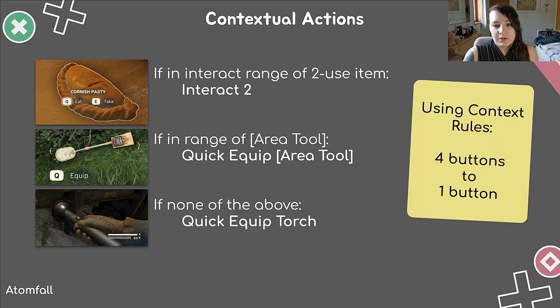In short, when you're interacting with something that has 2 options, like a Cornish pasty, which you can either eat or pick up, then the button will do one of those things. When you're within interact area of a specific tool that can be used, it will act as a quick equip for that tool. In all other contexts, it is a quick equip for the torch. So using these context-driven rules, what could have ended up being 4 buttons, one for each tool plus the Interact 2, became just 1 button.